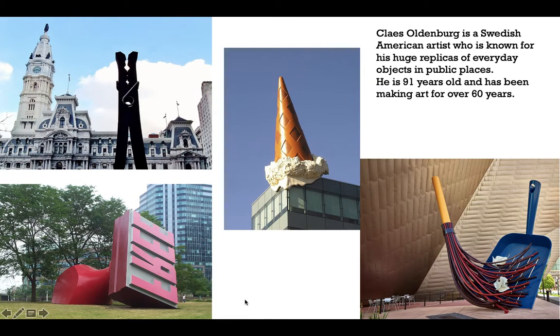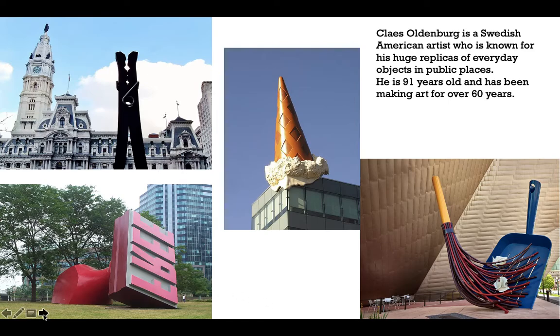These are some works by a Swedish-American artist named Claes Oldenburg. And he is known for making huge replicas of everyday objects in public spaces. He's over 91 years old. He's been making art for over 60 years. So here you see a clothespin, which is in front of City Hall in Philadelphia. On the bottom right, you see like a little hand broom and a dustbin. You can see that in Denver. The ice cream cone is in Germany somewhere.